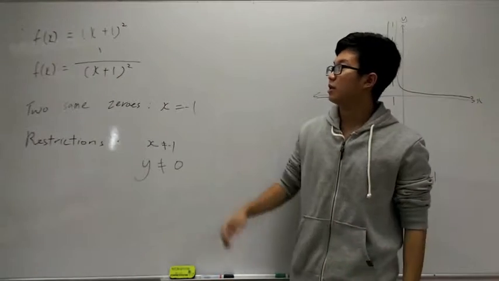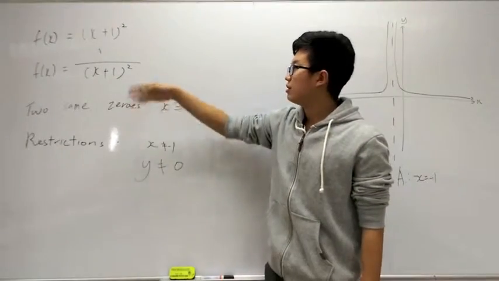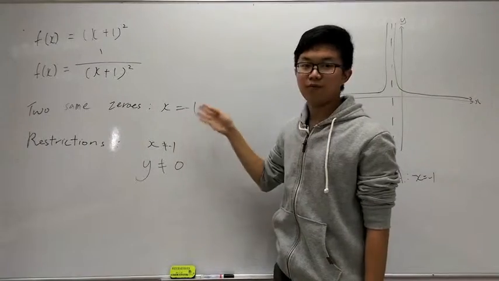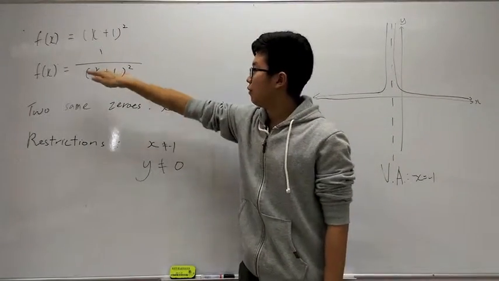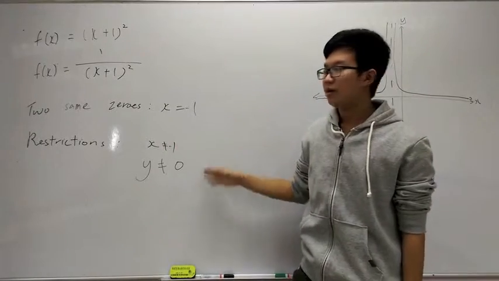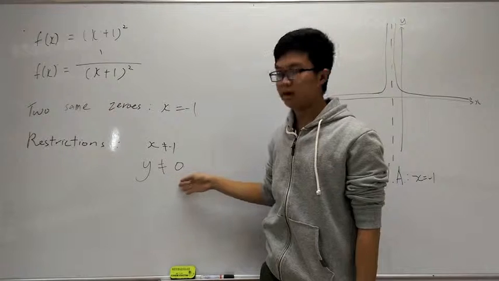The last case is when the quadratic function has two of the same zeros. For example, for this function, the zeros will both be -1. So for the reciprocal function, the restrictions will also both be -1. And the horizontal asymptote will still be the same, which is y = 0.